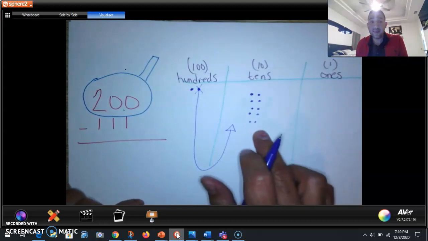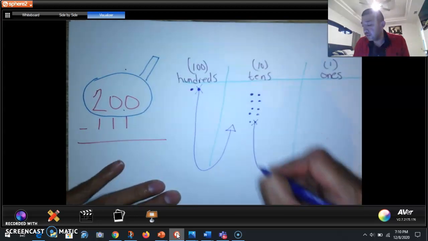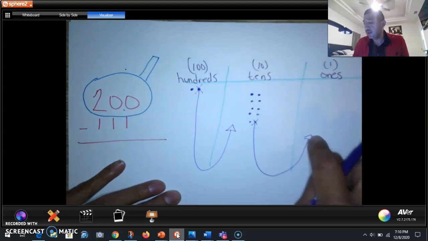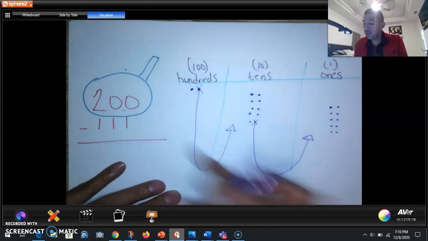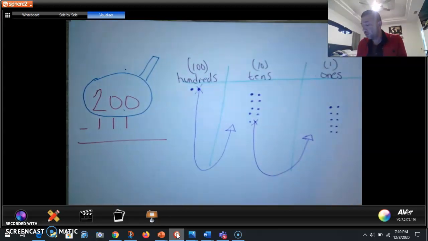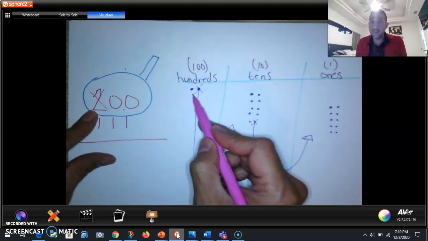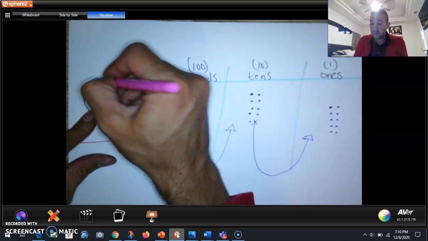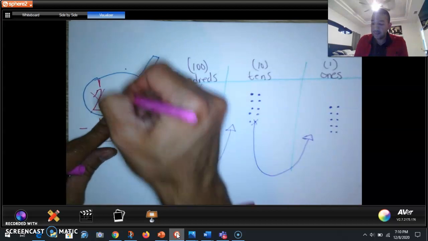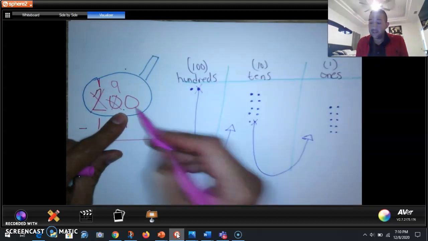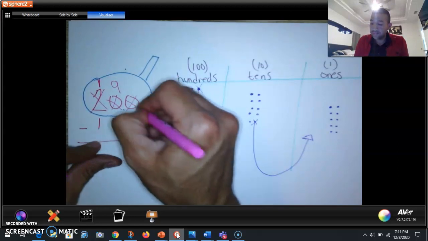Now, do we have any tens left? Yes, right? So we unbundle from the tens to the ones. So 10 tens becomes 10 ones. 1, 2, 3, 4, 5, 6, 7, 8, 9, 10. Now, boys and girls, that we decompose, we're going to have to rewrite our whole, just like I've been telling you, right? So 200 is now 100. 0 tens is now 1, 2, 3, 4, 5, 6, 7, 8, 9 tens. 0 ones is now 10, right?